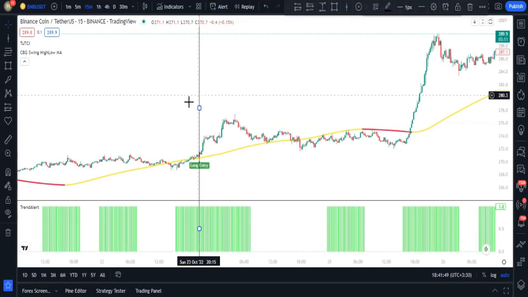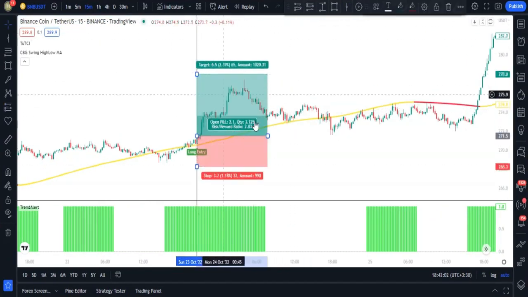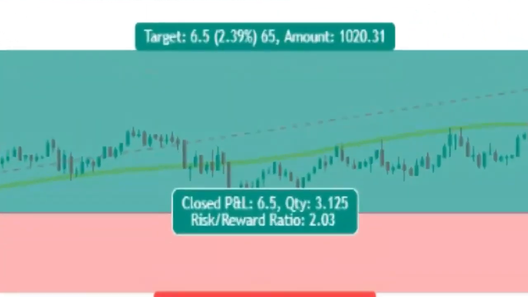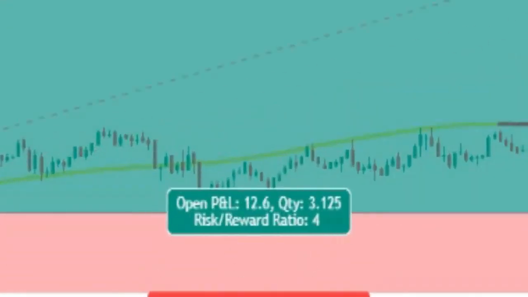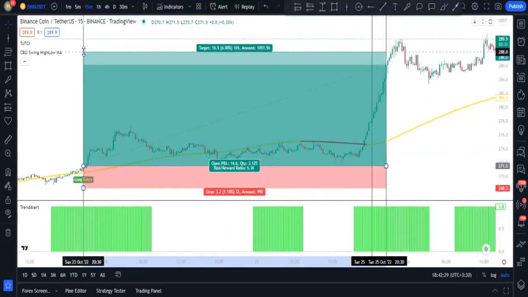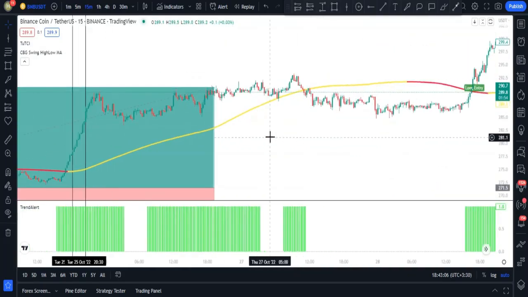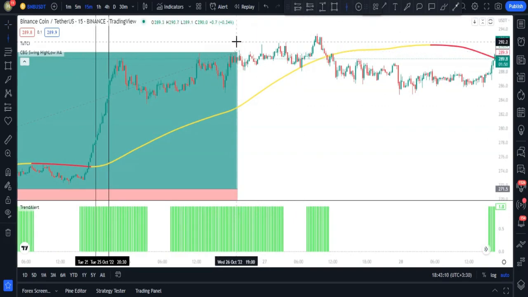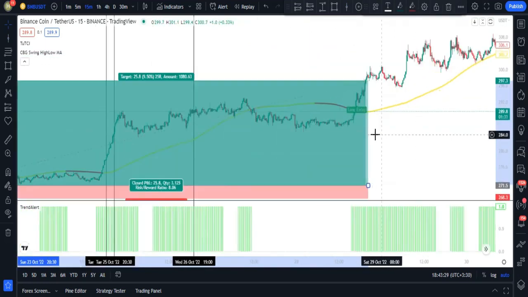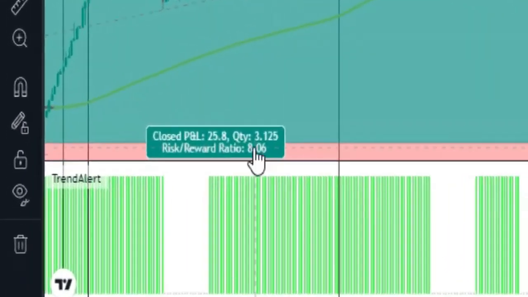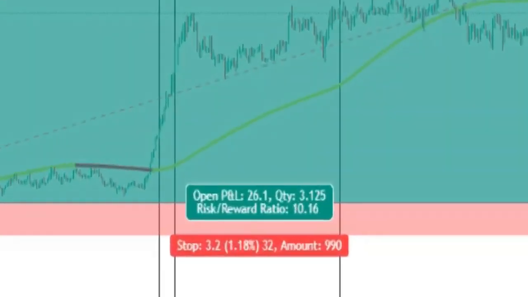Check out the next signal. There's a valid long signal here and we set the first target to 2 times the risk. Then the histogram of the trend alert is still green, so we set the second target to 4 times greater than the risk. And then the market is still in an uptrend, so we set the target to 6 times greater than the risk. This is the next target with 8 times greater than the risk. And the next one with the risk reward ratio of 10.